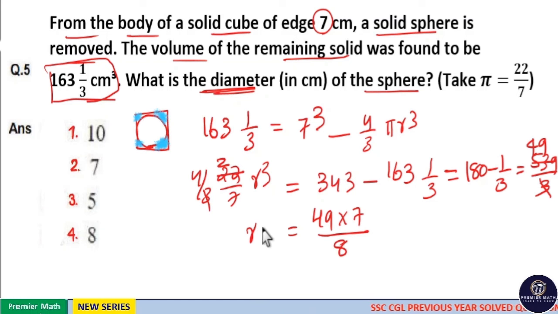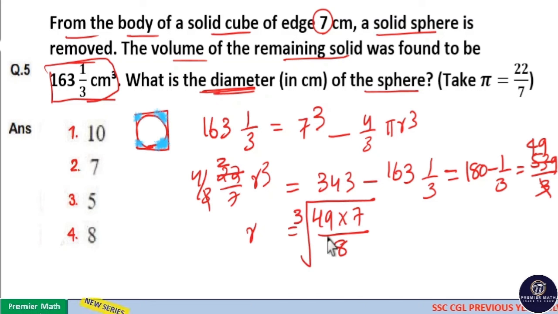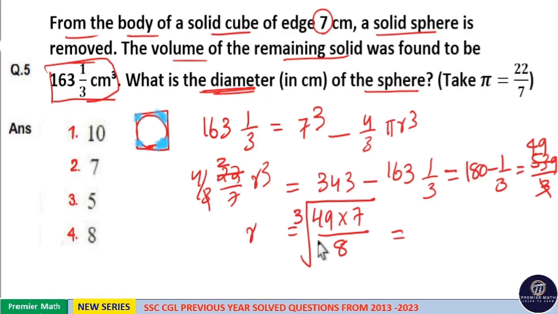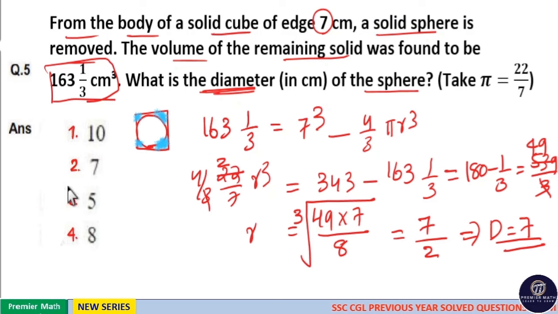So r is equal to cube root of 49 into 7 by 8. 49 is 7 square, so 7 cube. Cube root of 7 cube is equal to 7. Cube root of 8 is equal to 2. Now 7 by 2 is r, means diameter is equal to 7. So option 2 is your answer.